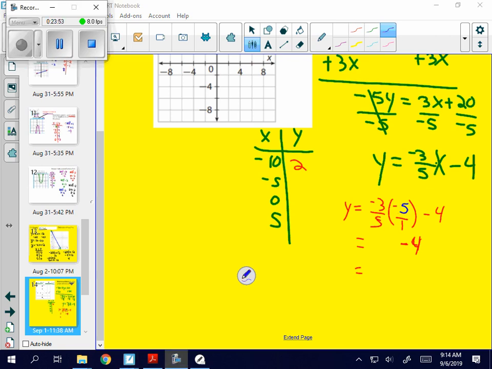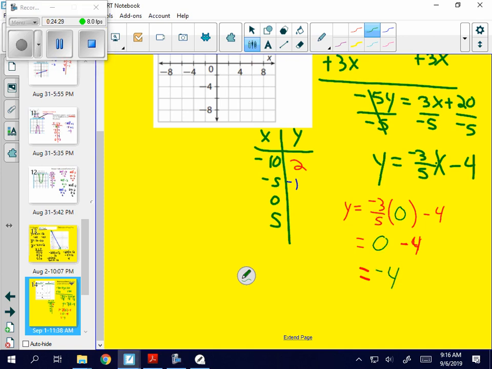So negative 5 times negative 3/5, the 5's cancel. Our negatives become positive. We get 3 minus 4, and that's our negative 1. So when we plug in our negative 5, the negatives cancel. We do get our positive 3, and 3 minus 4 is negative 1, and we are set to plug in my favorite value, which is 0. So when we plug in 0, negative 3/5 times 0 is 0. 0 minus 4 is negative 4.